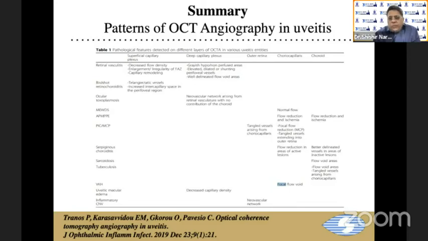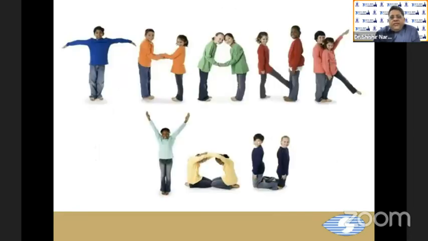In serpiginous choroidopathy, you have flow reduction in the active lesions, which decreases and resolves as the inflammation comes under control. And in VKH, you can have focal flow voids which respond very well to treatment. So now the pattern recognition in OCTA is helping us in making a definitive diagnosis. Thank you very much for your kind attention.